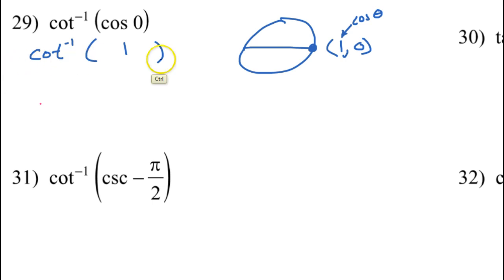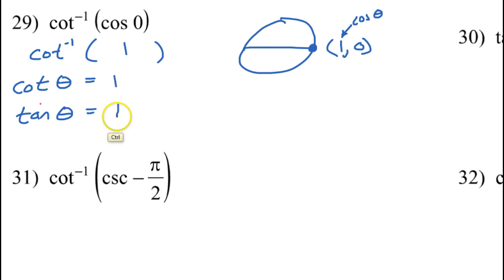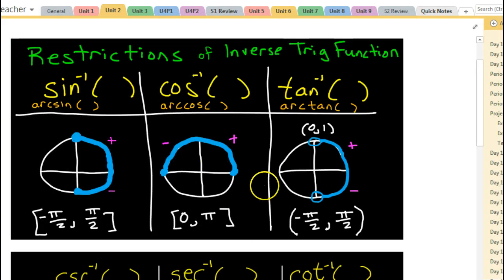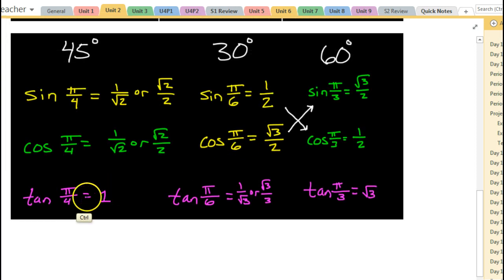So when I'm doing an inverse trig function, I'm asking myself, the cotangent of what angle is equal to 1? I'm more comfortable with tangents, so I'm going to do the reciprocal of both sides. And I will ask myself, the tangent of what angle is equal to 1? Because the reciprocal of 1 is still 1. So hopefully you've memorized that the angle that comes to mind right now is pi over 4. That's definitely the reference angle because the tangent of pi over 4 is 1.